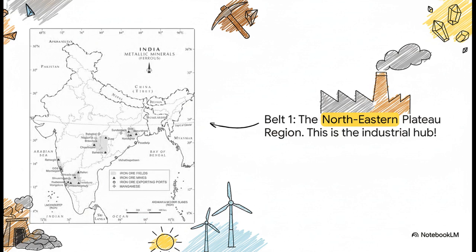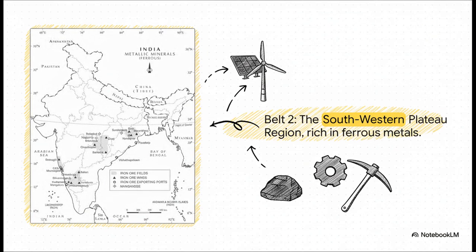It just makes sense. All right, let's travel down south now to our second belt, the southwestern Plateau region. This area covers Karnataka, Goa, and parts of Tamil Nadu and Kerala. Now, this place is also rich in ferrous metals and bauxite, just like the first belt. But, and this is a very important but for your exams, there's a catch. This belt does not have a lot of coal. That's the main difference you need to remember.